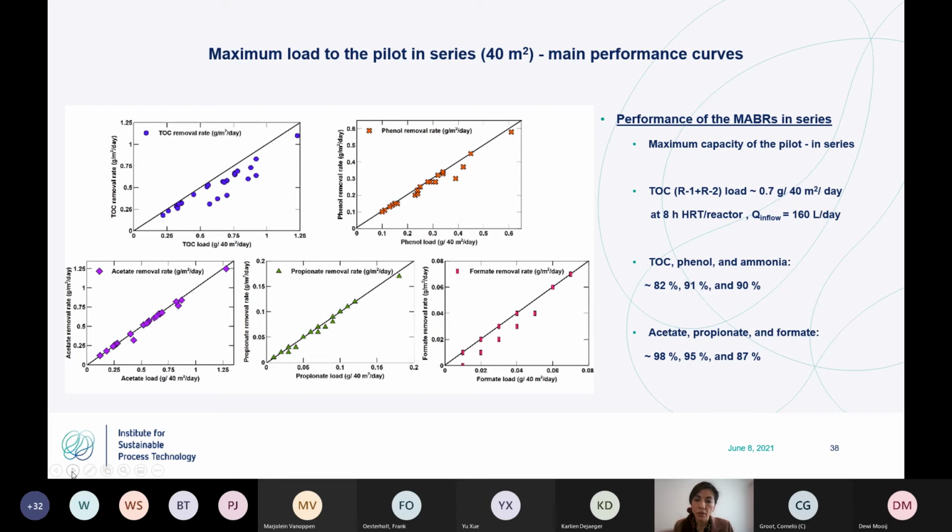Based on that, it could be concluded that the maximum efficiency of the pilot is achieved in series at maximum loading capacity of TOC equal to 0.7 grams per square meter per day. At these conditions, the reactors in series removed around 80% of the TOC. The rest of the 20% was defined as hardly biodegradable TOC. At these settings, the system in series was also capable to remove the rest of the control pollutants with efficiency of 90%. Next slide, please.